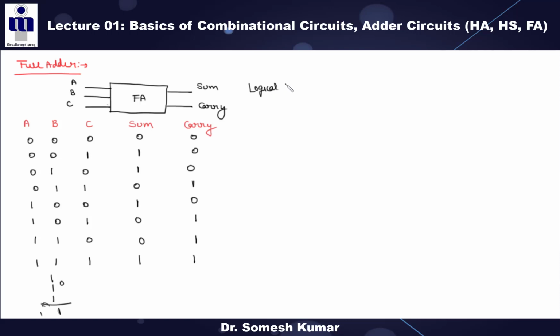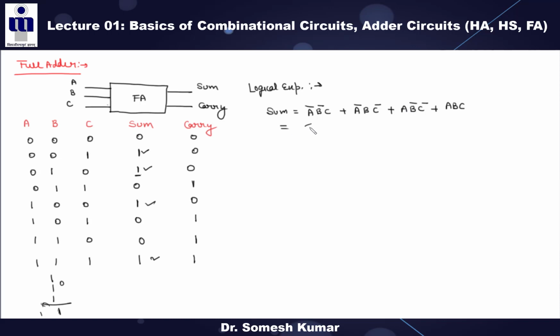Next step, what is the logical expression for the sum? See, at four places it is 1. So first is A bar, B bar, C. Next is this one, next, next. So by seeing this, can you tell what this is?